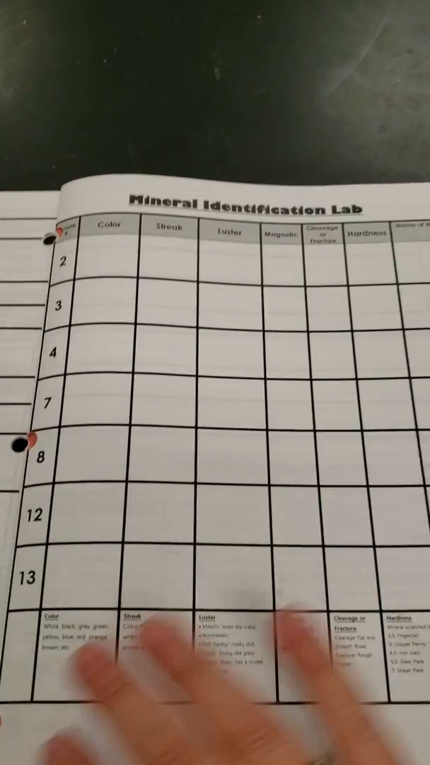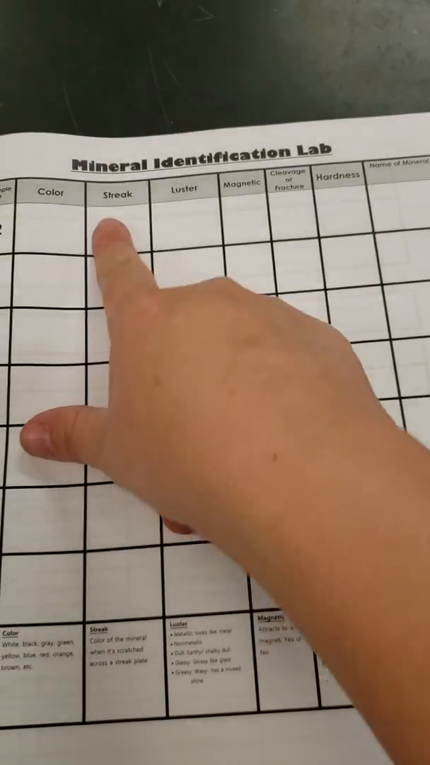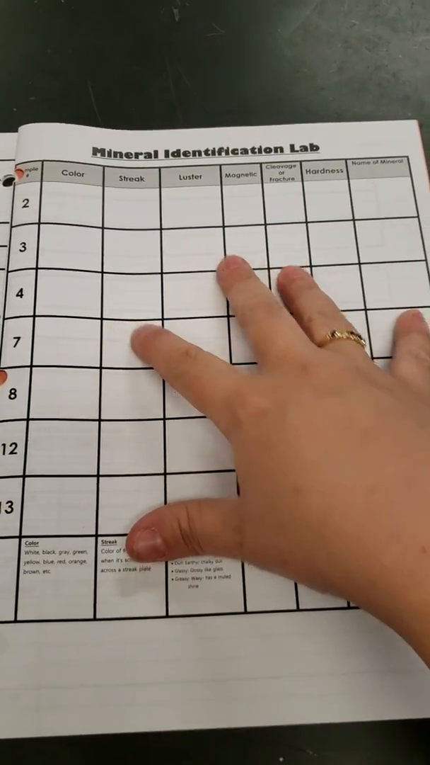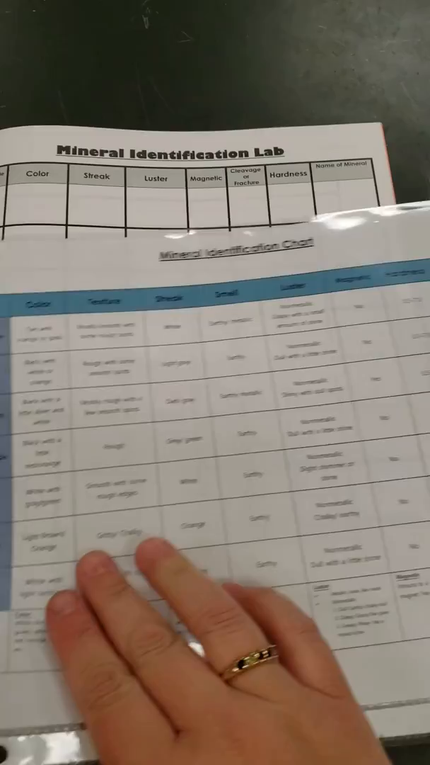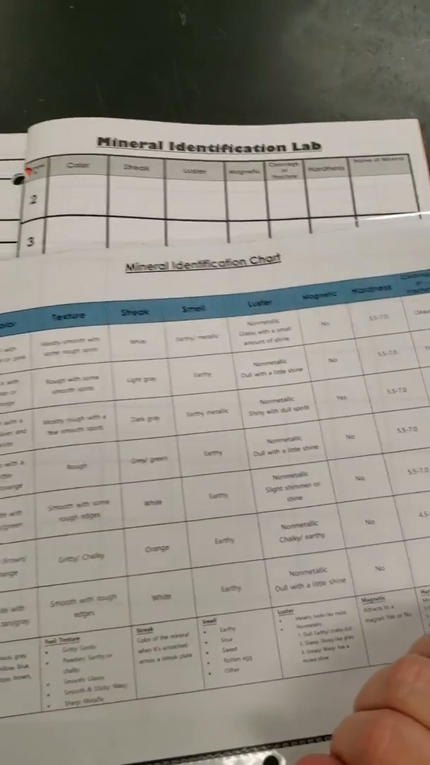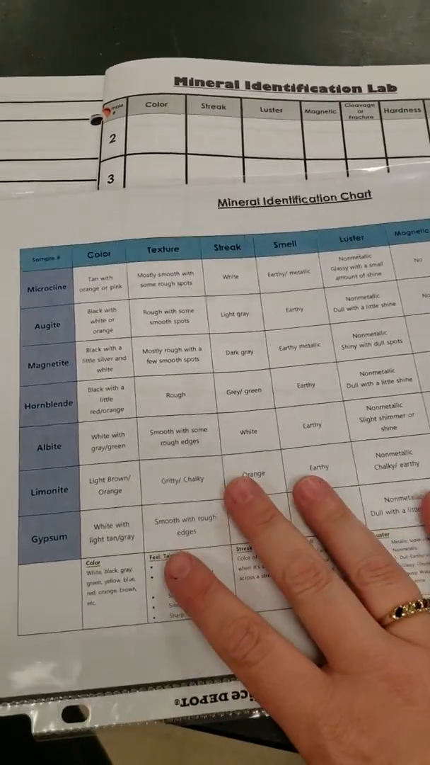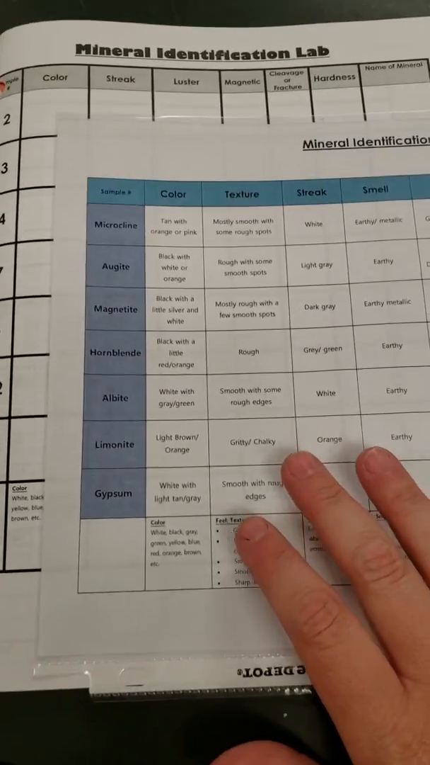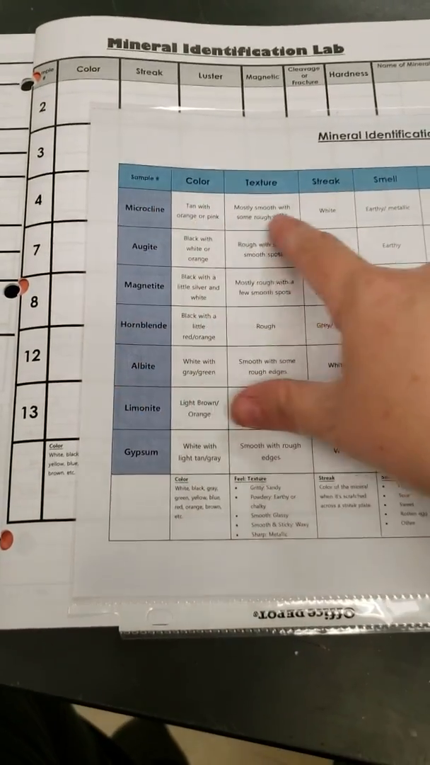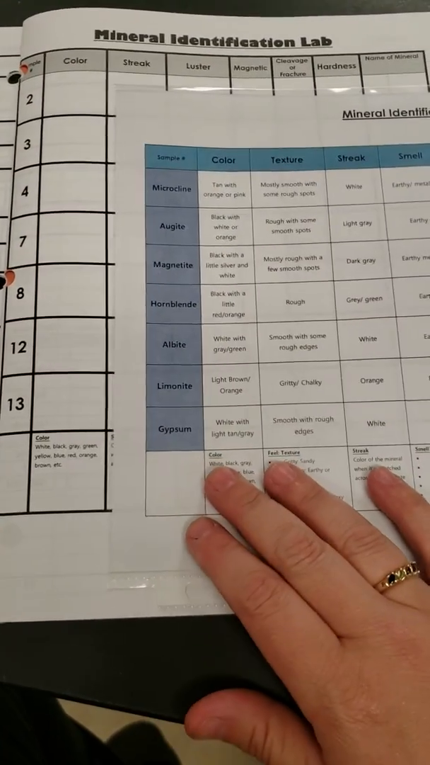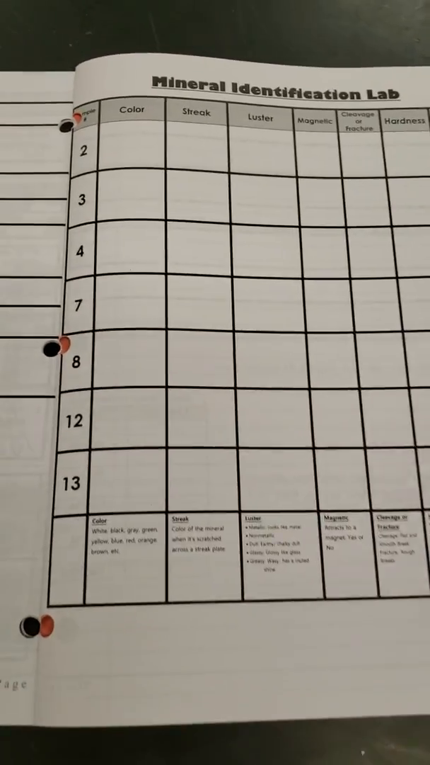Okay, 6th grade science peeps. This is going to be our mineral identification lab. You are going to need this lab sheet, and you are going to need this identification chart. Now, this is not the answers, so please don't be that guy that just copies this information across. That's just a no, right?